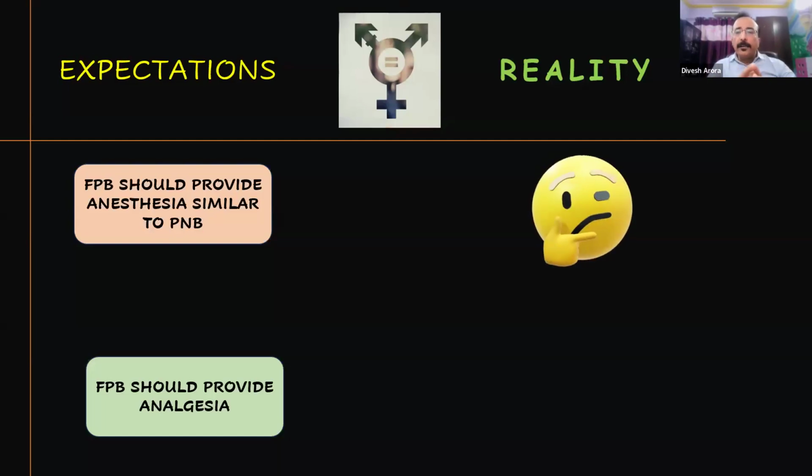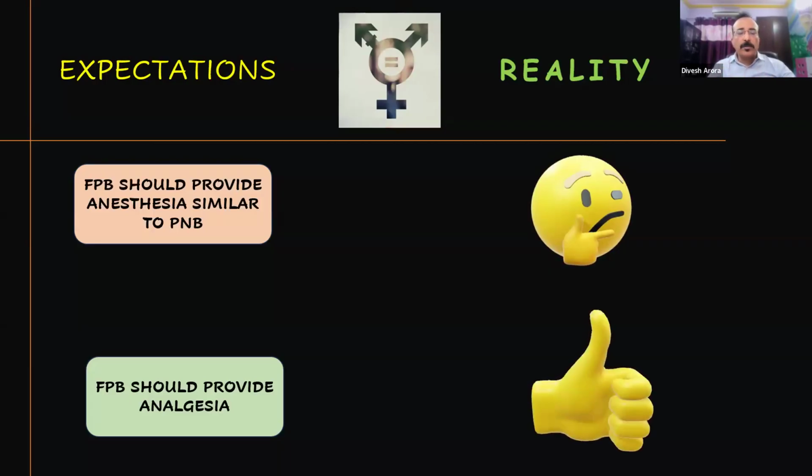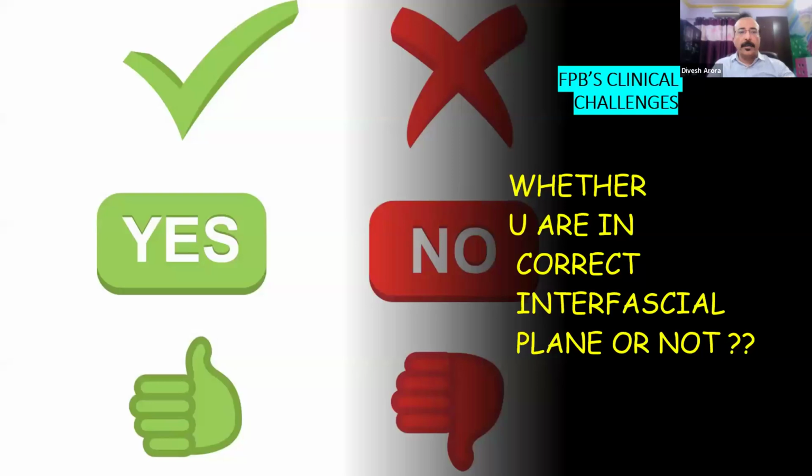So this is another slide which I presented in ISICON Patna, where the fascial plane blocks topic was allocated to me. I wish to say that our expectations are that fascial plane blocks should provide anesthesia similar to peripheral nerve blocks, but they only provide analgesia. So I thought that if I simply write it, nobody is going to register that. Let me write expectations, reality, in the form of emojis. I think this makes it more appealing and more relatable to the audience.